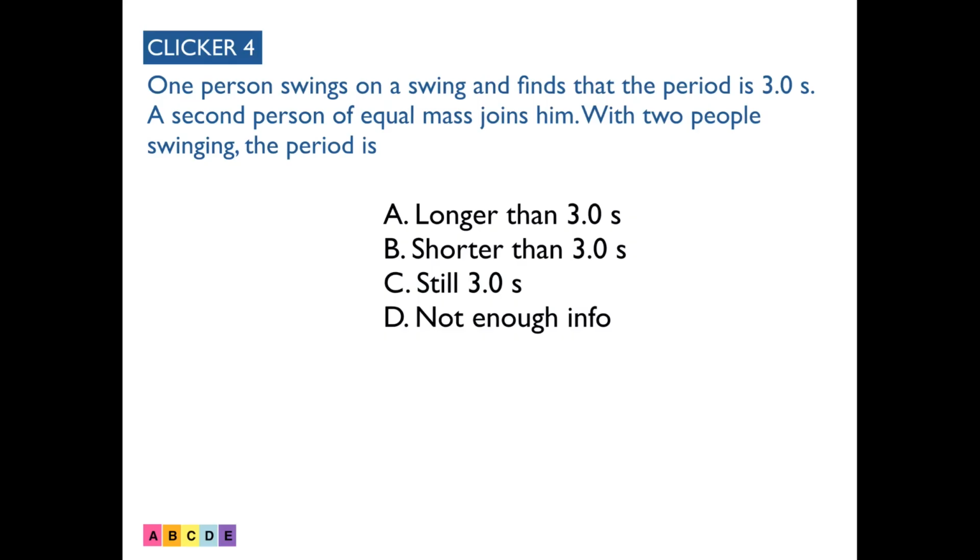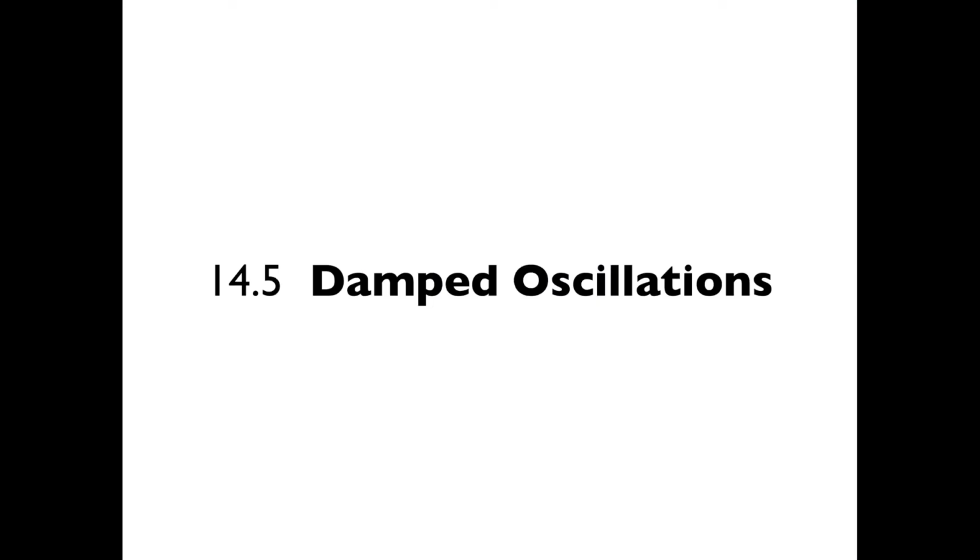All right, so let's say one person swings on a swing and finds a period of 3 seconds. A second person of equal mass joins them. Is this going to change the period of the swing? Turns out no, because does the period of a swing depend on mass? No. Okay, if it were a spring, that would be a different story. But because it's a swing, it only depends on the way the swing is constructed and whether it's on Earth or not. So this brings us to damped oscillations.